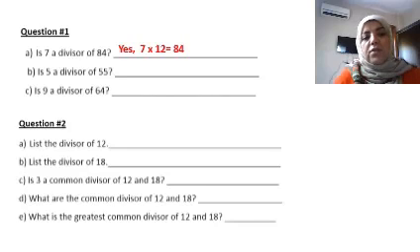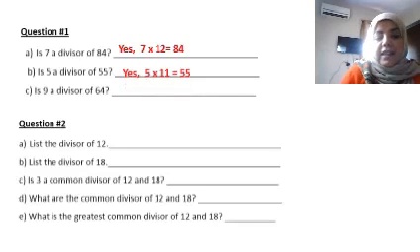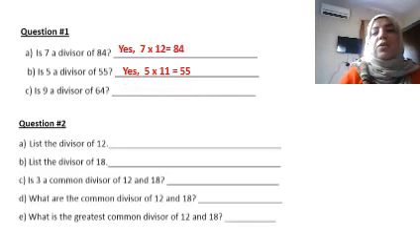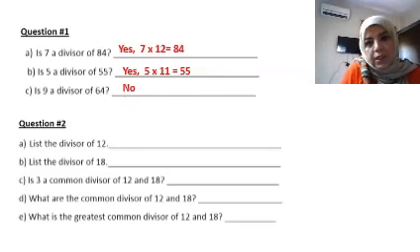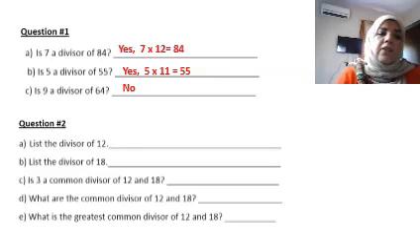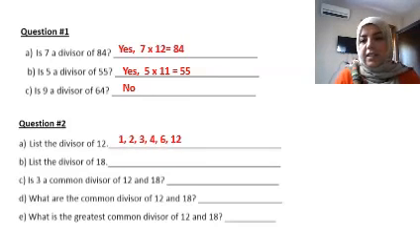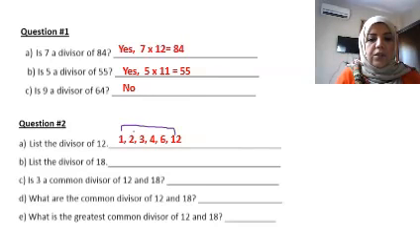Is 5 a divisor of 55? Yes, since 5 times 11 equals 55. Is 9 a divisor of 64? Of course not, because 9 times 7 is 63, which is not 64. Now list the divisors of 12. The divisors of 12 are, as you can see, how can you check? It's 1 times 12, 2 times 6, and 3 times 4.